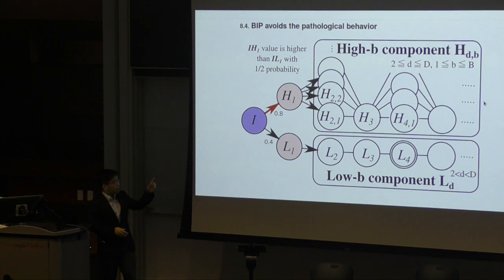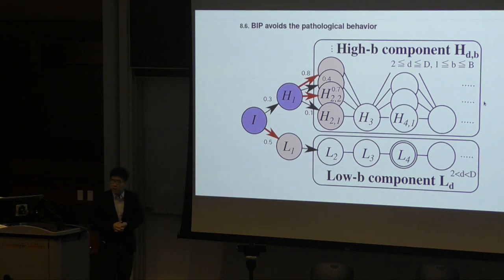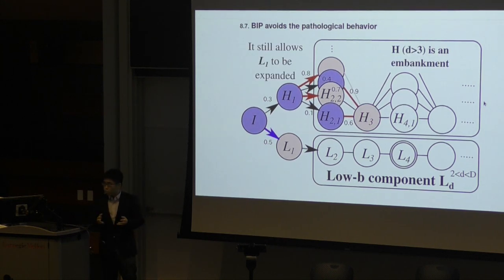So in the initial node, there's a half probability that H1 gets a higher edge value than L1. In this case, with some probability, it can still find L4, which is a goal node, in the lucky case. In the unlucky case, since each edge has a random value, it's still possible that the remaining nodes in the high branch become an embankment. So it prevents invasion into that subgraph. In this case, it is lucky enough to expand the low branch node.